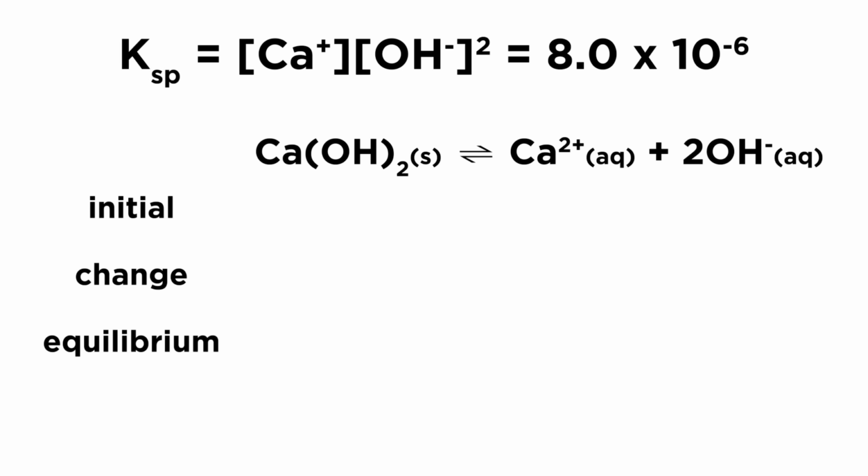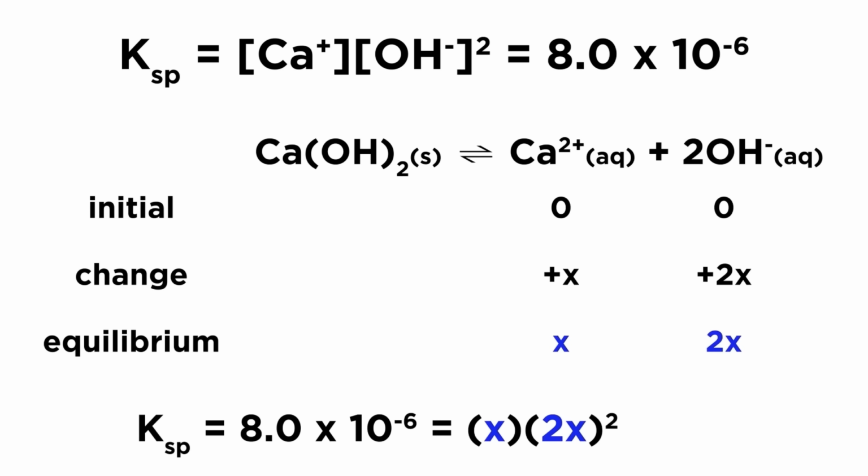Then, when we make the ICE table, we will notice that again the initial concentration of each ion will be 0, but the change will be x and 2x respectively, due to the stoichiometry of the equation, and the equilibrium concentrations will also be x and 2x. Putting these into the Ksp expression, we get that the Ksp will be equal to 4x cubed.